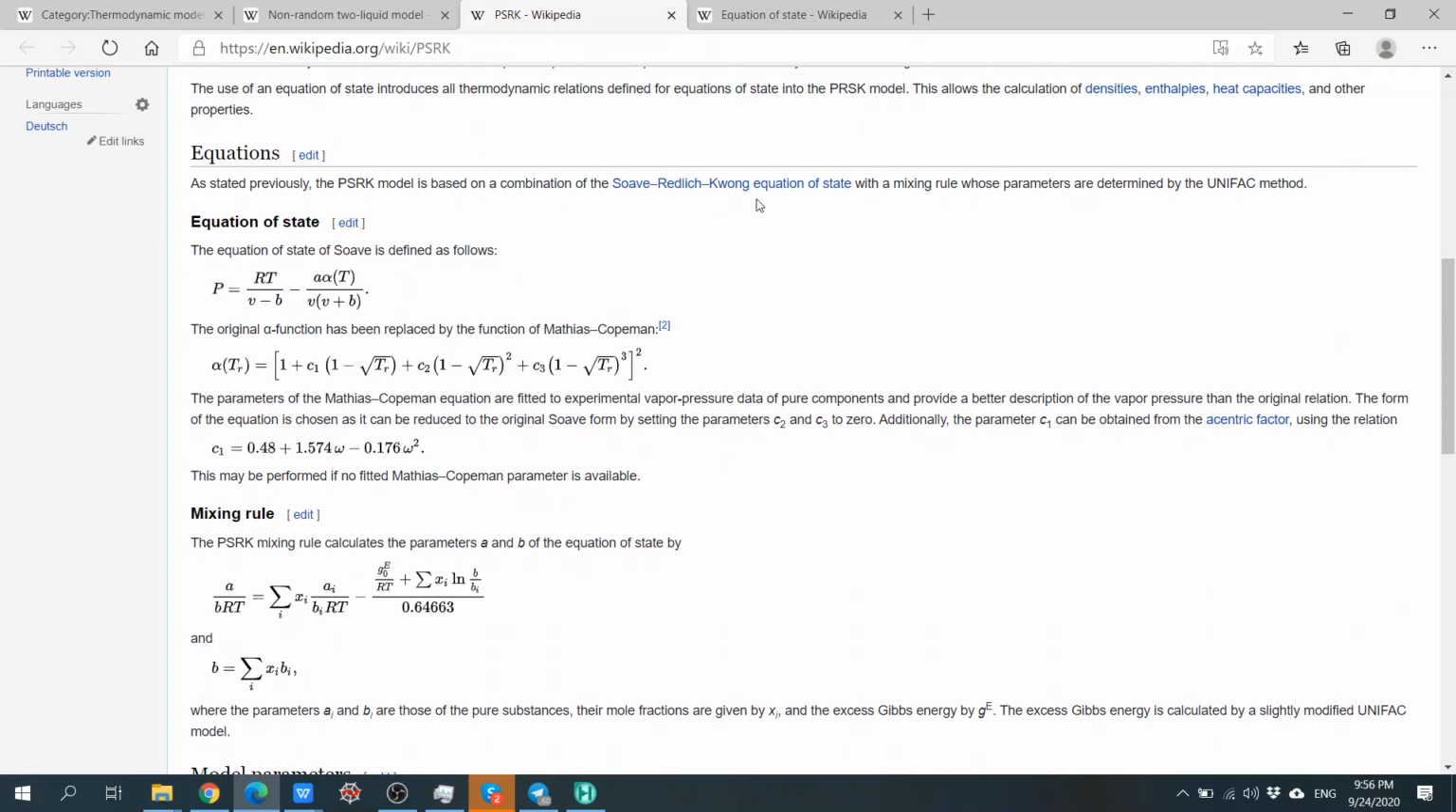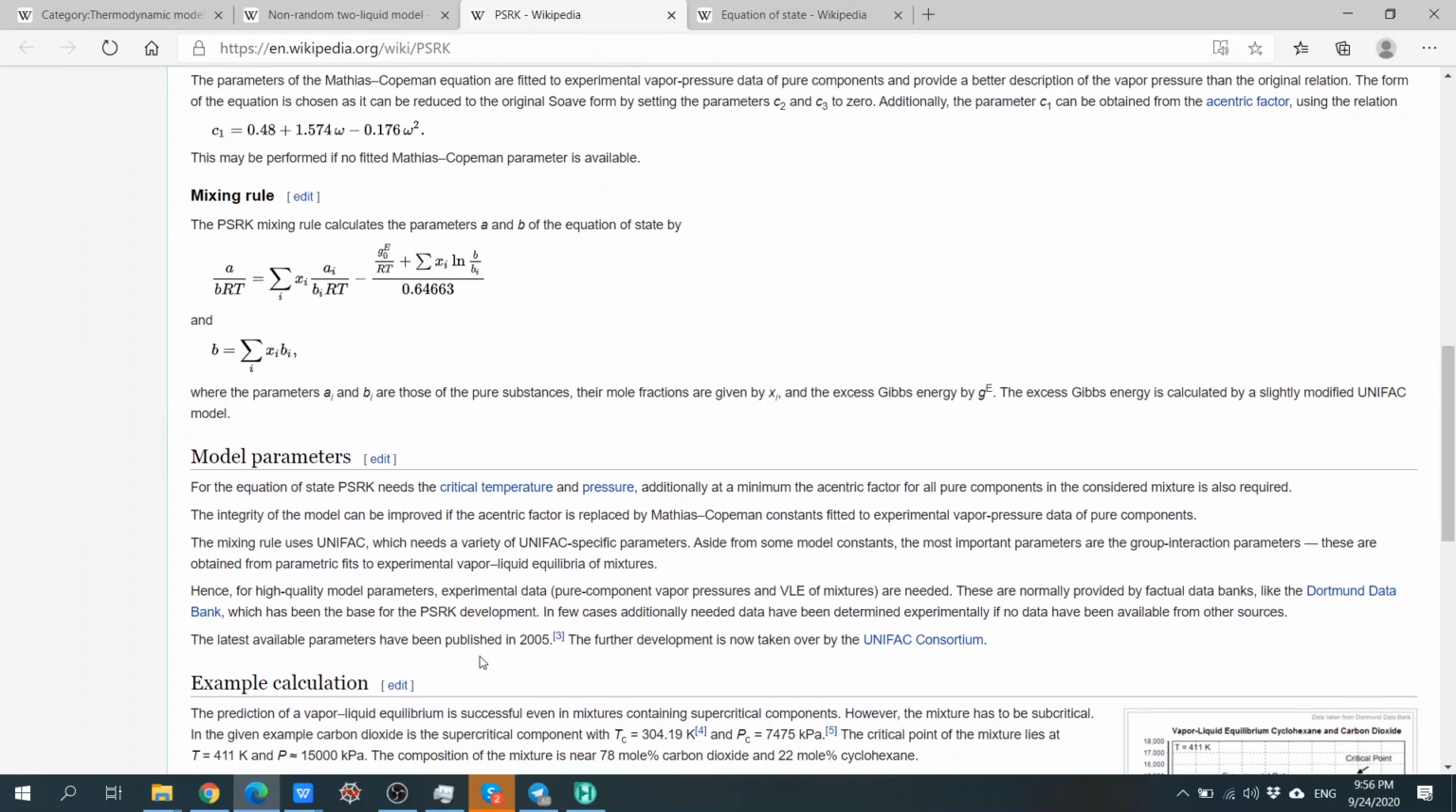PSRK is based on this SRK. It's also part of the equation of state, and it has its mixing rule. So if they have different compositions like i and j and so on and so forth, we can calculate the A and then the B, and put that A and B over here if we have mixtures. This is how we calculate the A and B of the mixture.